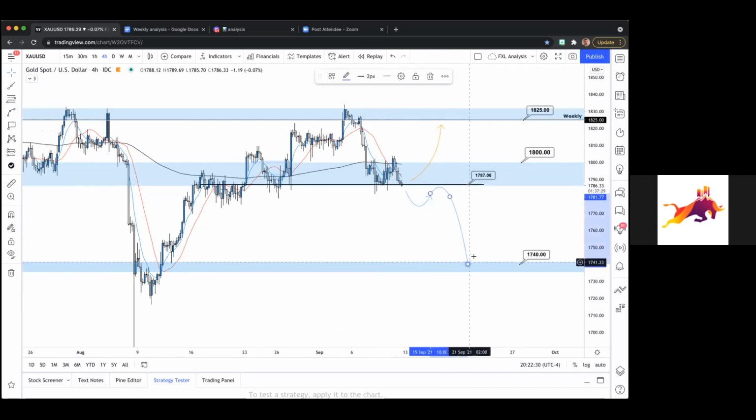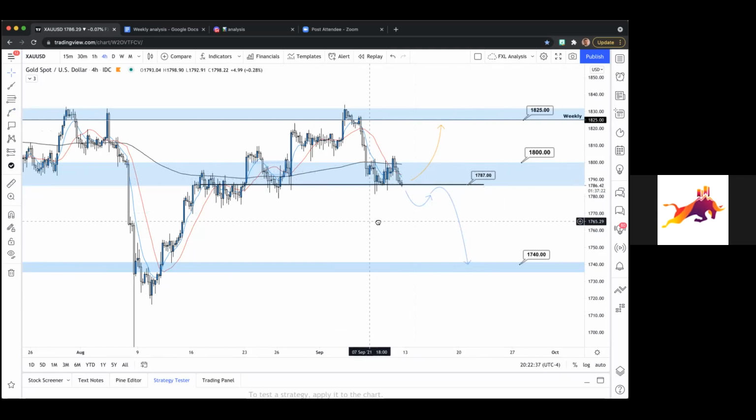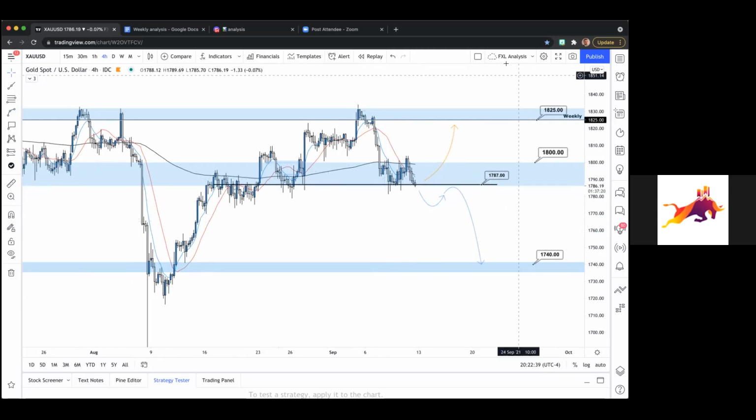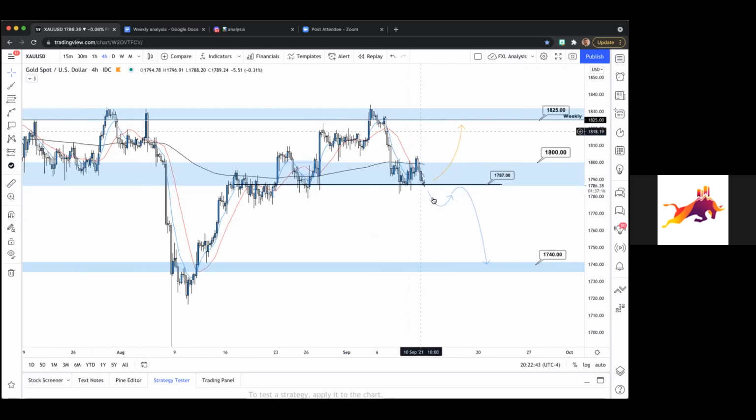So this could be a really great short. We'll be looking to get over 400 pips, playing it from 1787 to 1740. That's massive. And yeah, hopefully it plays out. I mean, I'd love to catch a gold short this week. We're definitely overdue. That'd be nice to see. Okay, so what's the flip side to this?